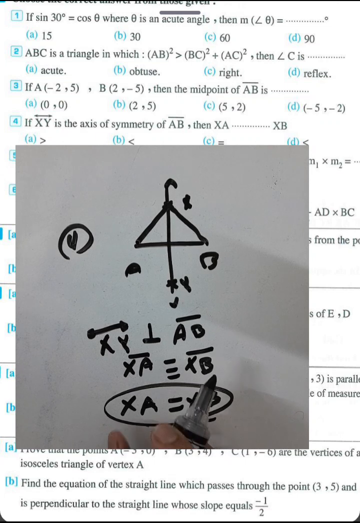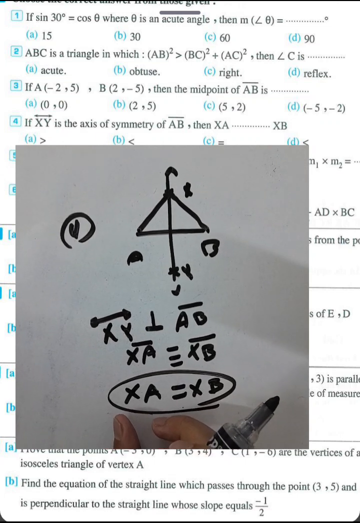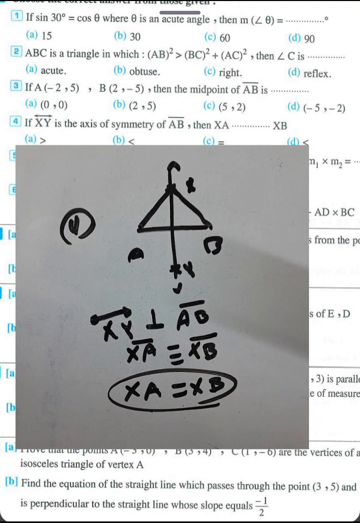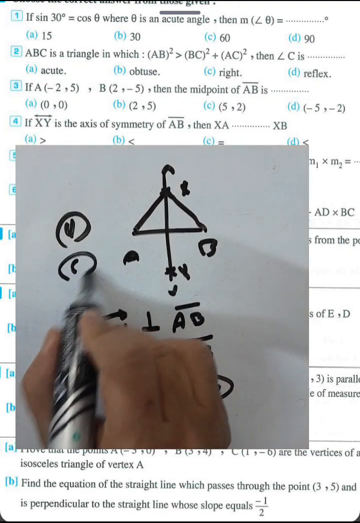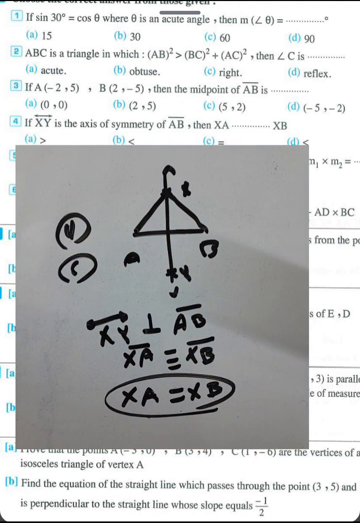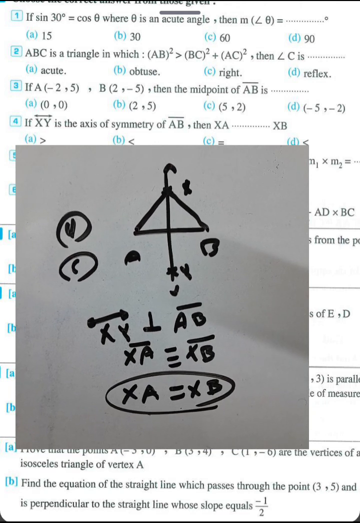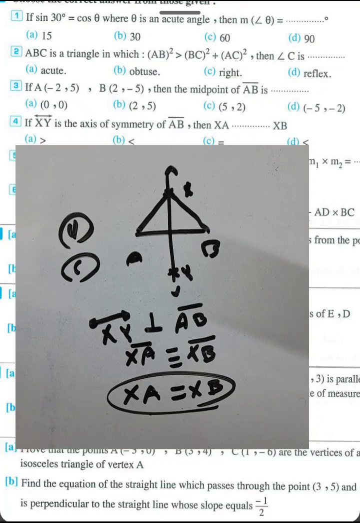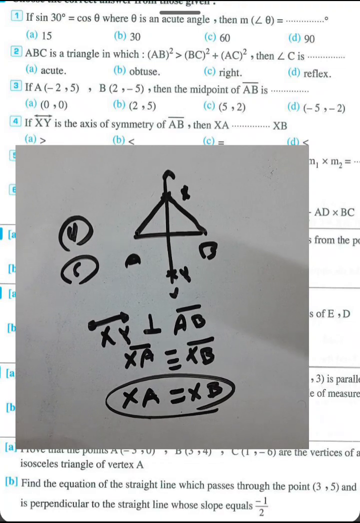We have a difference between line segment XA and XA only. What does XA only mean? The length of line segment XA. Then you must choose equal to. Choose letter C for question number 4. Okay, question number 4, choose letter C, equal to. Next example.